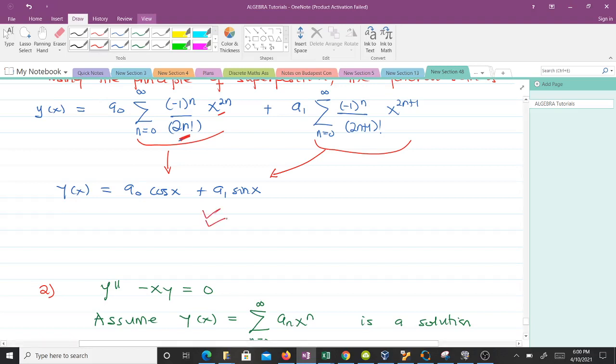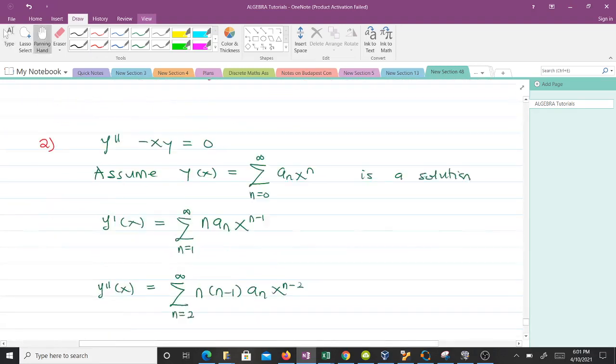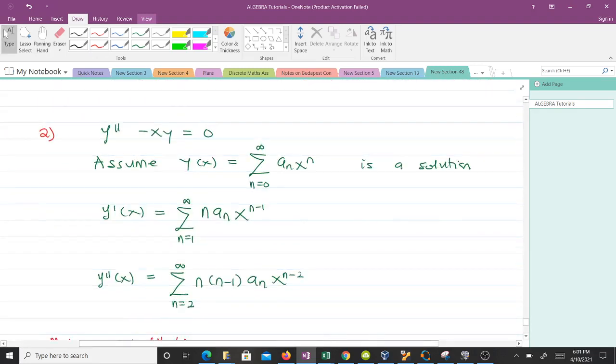So let's just take the second example, which happens to be Airy's equation. With that one too, what we do is that we always assume that y of x equals this is a solution, right? Then we find our y prime of x, y double prime of x. Then after that we make substitution. So I realize that part is very simple. Okay, so you should get that.